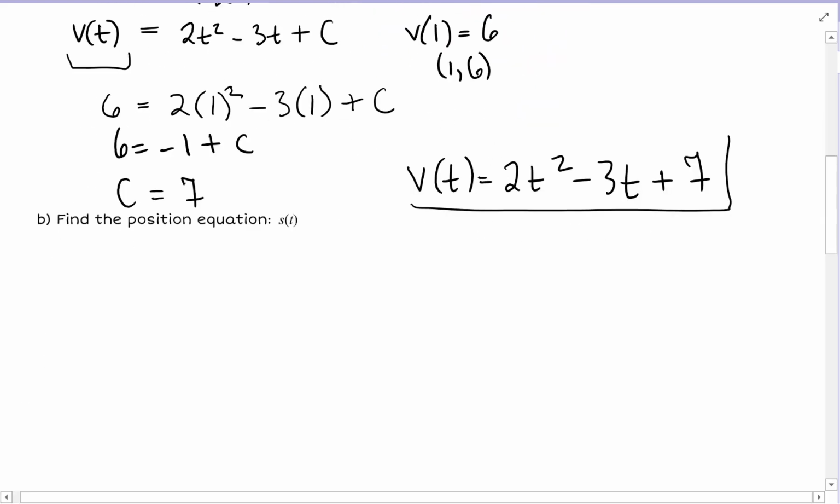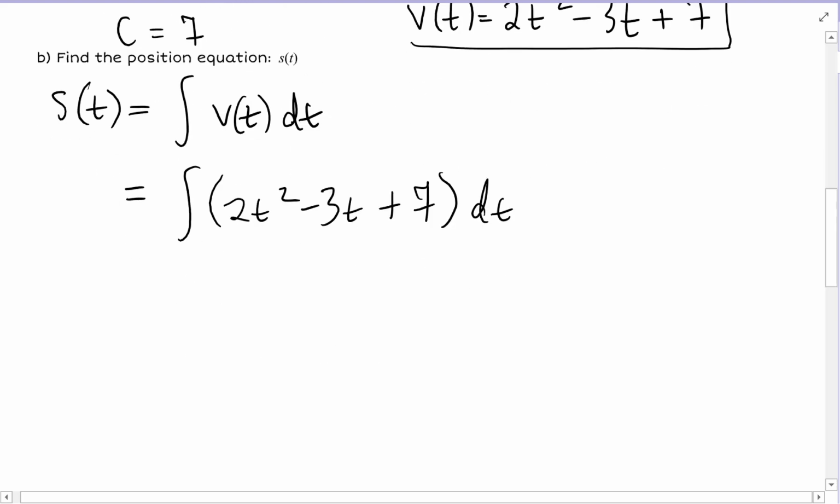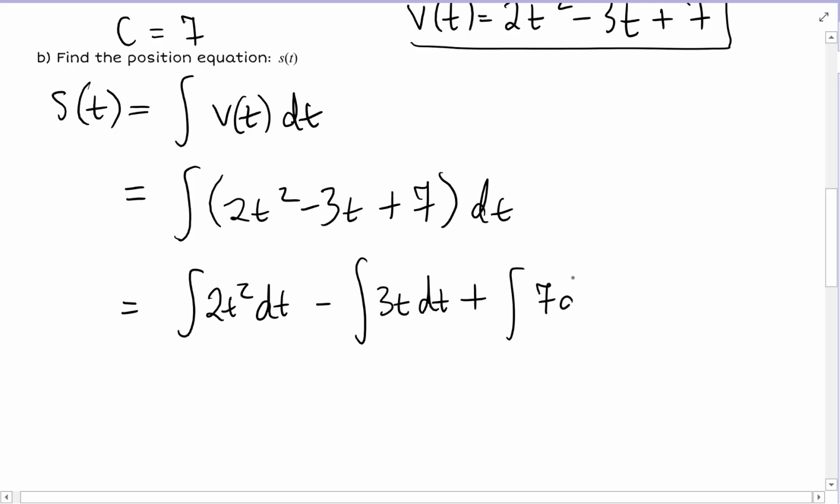Find the position equation, S of t. The position equation is the integral of the velocity equation. So we need to integrate 2t squared minus 3t plus 7 with respect to the variable t. In order to integrate this polynomial, I'm going to separate it by individually integrating each term: the integral of 2t squared dt minus the integral of 3t dt plus the integral of 7 dt.